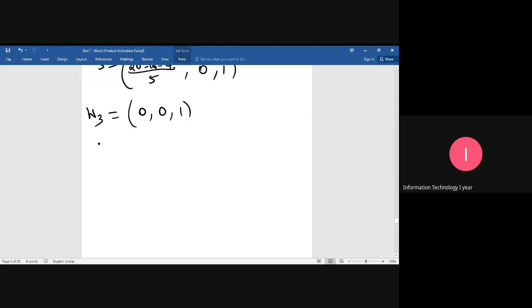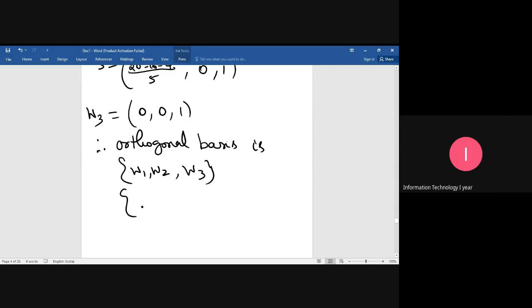Orthogonal sets. So therefore orthogonal basis. Basis is W1, W2 and W3. This is an orthogonal basis.